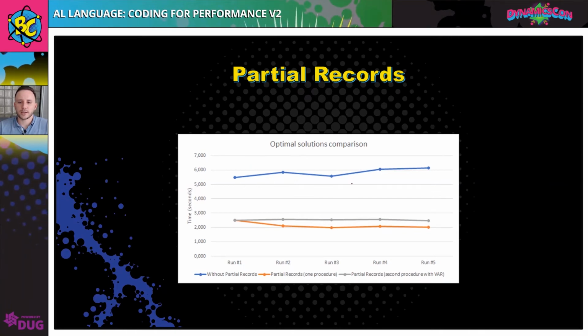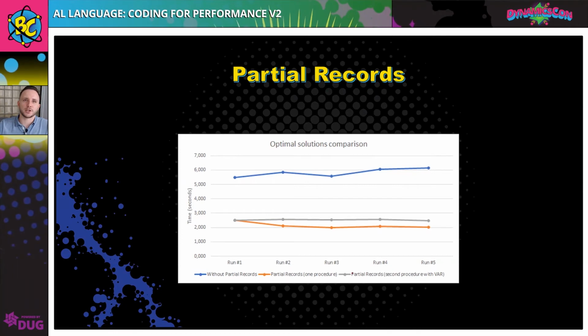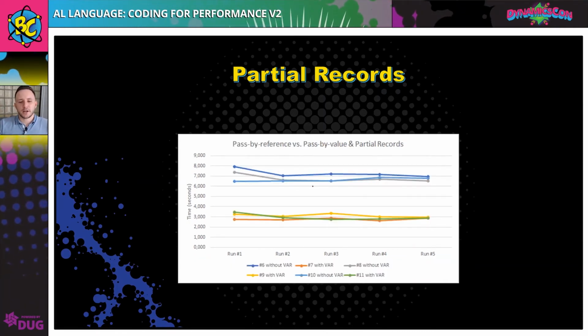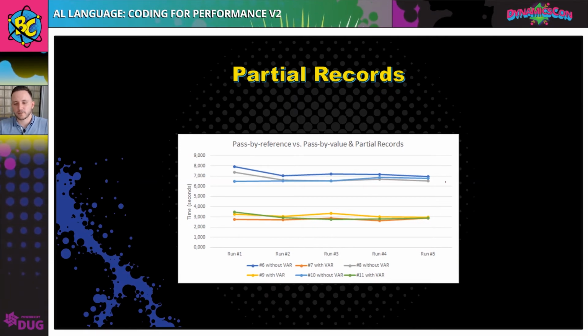So here you can compare the difference between optimal solutions. The blue one is the standard solution, and then the orange one is with everything inside one procedure, and the gray one is everything in one procedure, but the calculation is done in the second procedure with var. That means with passing by reference. Okay, and also partial records, there is a comparison of optimal versus non-optimal solution with or without var, that means pass by reference.